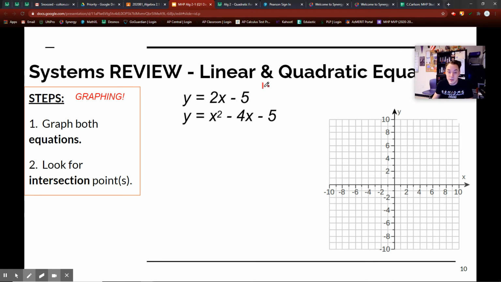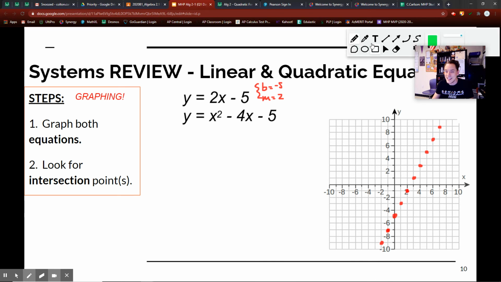So my b value here is -5 and my m is 2 for my linear equation. So -5 is down here, and then I go up 2 over 1, up 2 over 1, up 2 over 1. I'm just going to continue this because I don't know where it's going to intersect. So I also want to go down 2 over 1 and make sure I get a really solid line here.